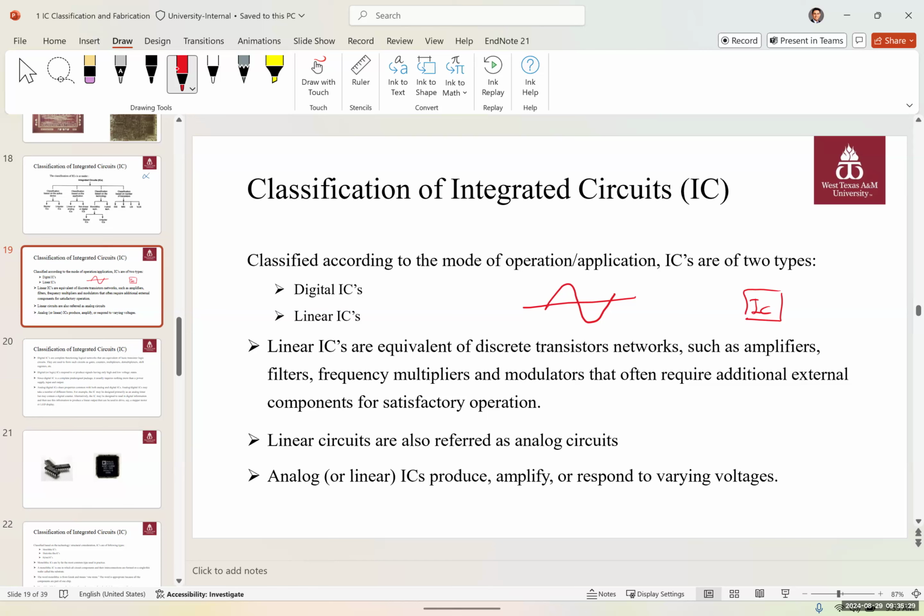These ICs are usually used to amplify a signal, to filter out certain parts of a signal. They're usually very, very cheap and low power. They were very popular like 20 years ago. Then with the rise of digital, they became less popular. Now they are gaining a lot of attention and becoming popular again. One example could be a voltage regulator. That's a good example of a linear integrated circuit, the thing that you learned already in electronics.